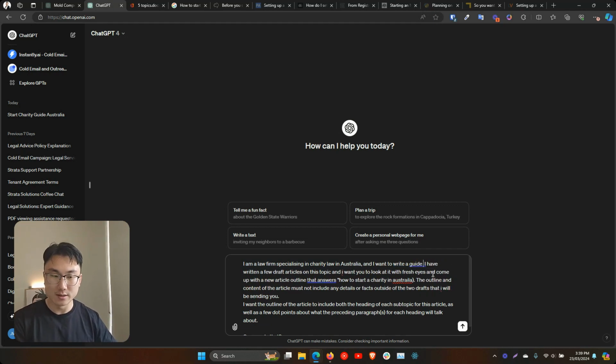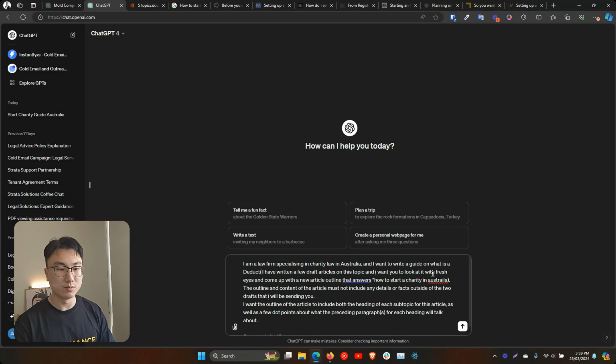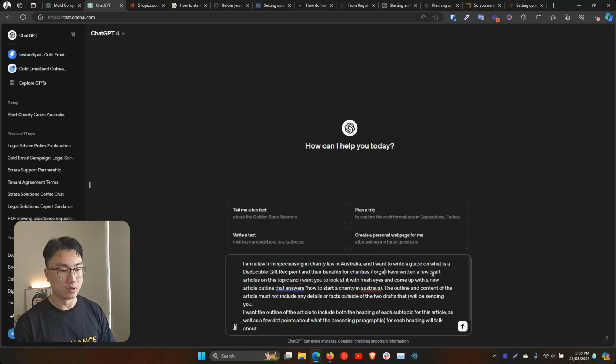I like to use the word guide because it gives ChatGPT a better understanding of the type of article that we want. All the articles that we're writing are guides for site visitors or guides for people who are not educated in this topic. So guide is a good sort of tricky word for ChatGPT. I want to write a guide on what is a deductible gift recipient and their benefits for charities and organizations who become a DGR, as well as benefits for donors who donate to them.